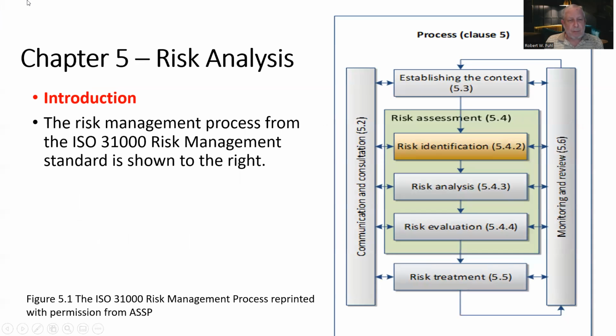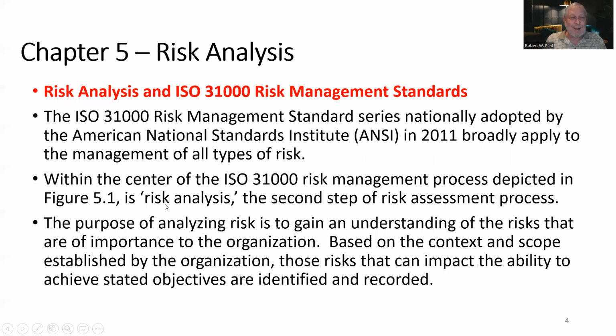The risk management process from the ISO 31000 risk management standard is shown to the right. So there you go. We're in risk identification. You can see these three are part of risk assessment: identification, analysis, and evaluation. Right now we're on analysis. We did risk identification. So there's where we are in this little stepladder thingy here. I don't know what you call it, but the ISO 31000 Risk Management Standard Series, nationally adopted by the American National Standards Institute in 2011, is broadly applied to the management of all types of risk.